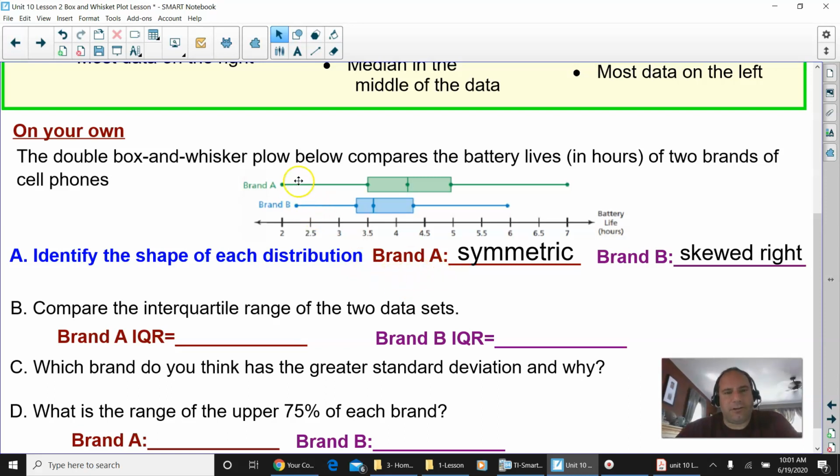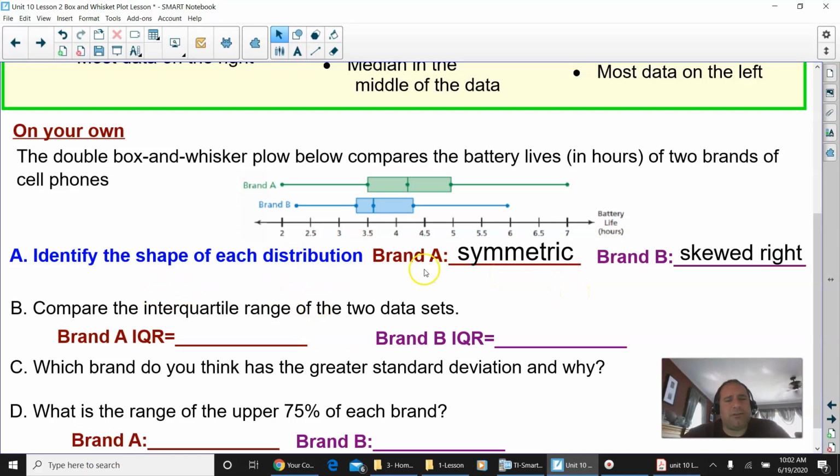Okay, just to start here, identify the shape of each distribution. The brand A, which is right here, that looks pretty symmetric to me. Both whiskers are the same length. The median is directly in the middle. That's good for me right there. Brand B, this whisker right here on the right-hand side is a little bit longer than the one on the left. So this is skewed right. And you notice that the median is shifted over to the left-hand side, which means most of the data is over on that left-hand side, and so it is skewed right.